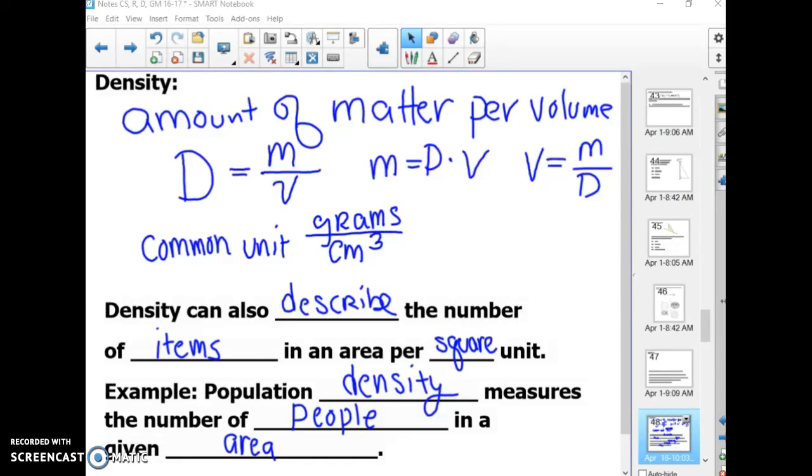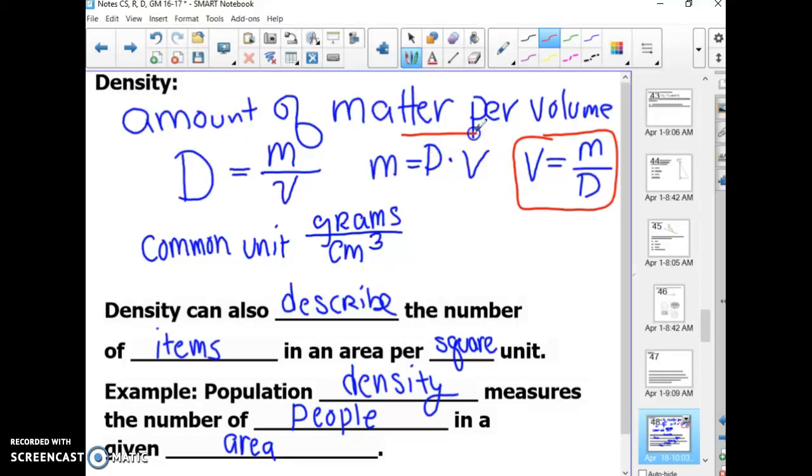Okay, so density is the amount of matter per volume. So density is equal to mass over volume, and that's the formula. I can rearrange density then to solve for my mass. So I just multiply both sides by my volume. And then if I want to get my volume by myself, I just divide both sides by the density. And then I'm left with the volume is equal to the mass over the density.